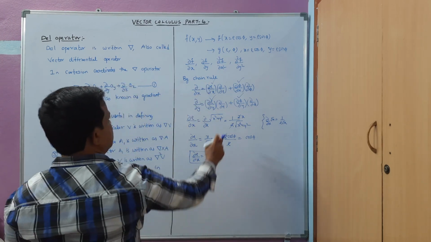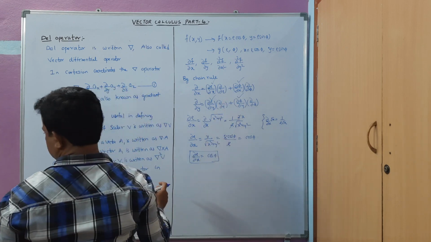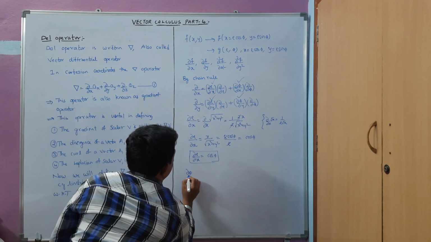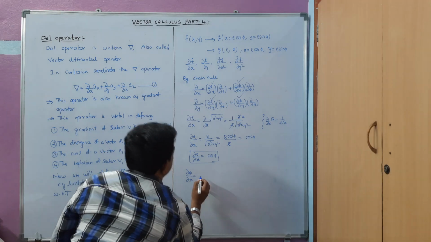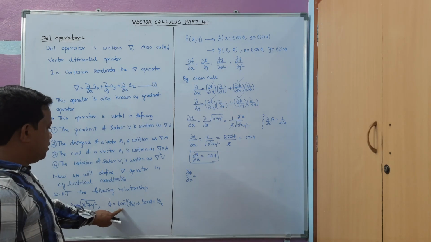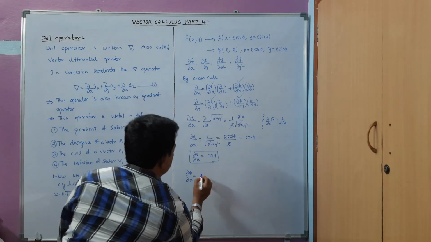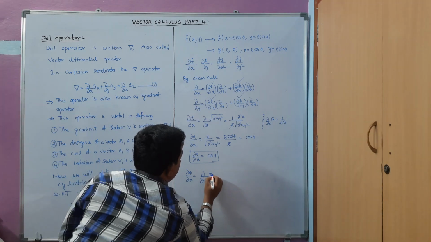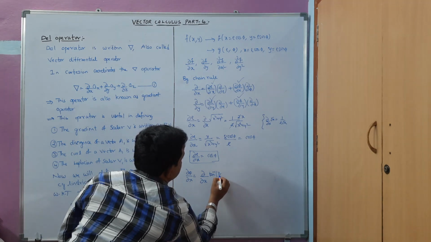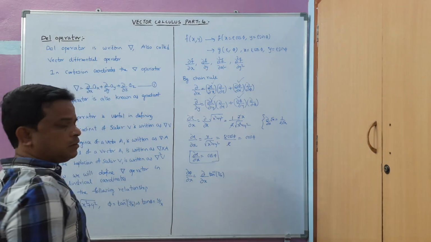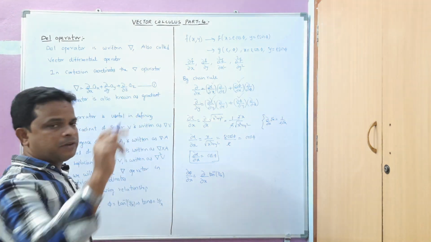Next we will take dou phi by dou x, where phi is equal to what? Here I have phi is equal to tan inverse of y by x, that is dou by dou x of tan inverse of y by x, and we know the differentiation of tan inverse of y by x is 1 by 1 plus x square.